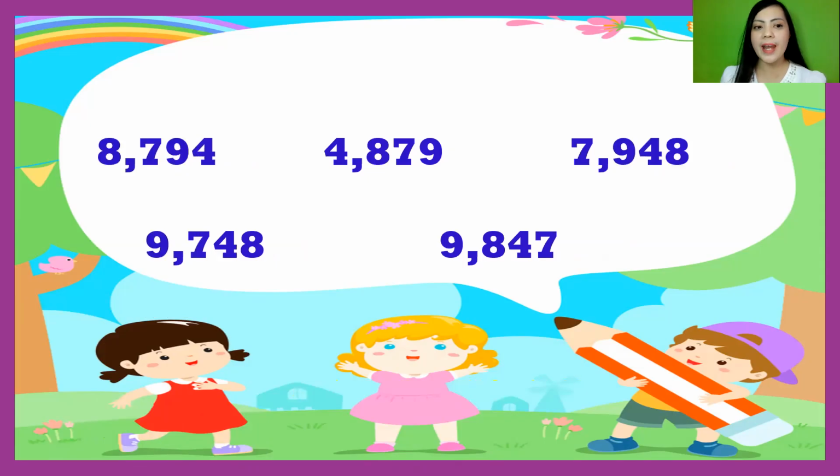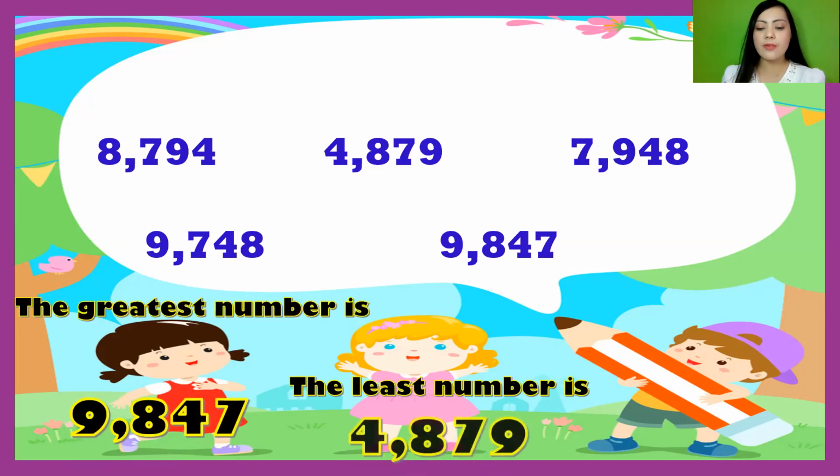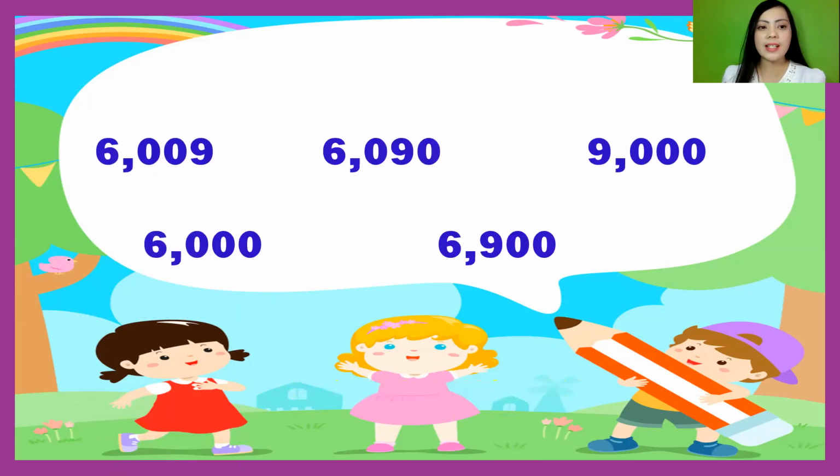Right, we have another one: 8,794, 4,879, 7,948, 9,748, 9,847. What do you think is the greatest number? What do you think is the least number? All right, so the greatest number is 9,847. The least number is 4,879.